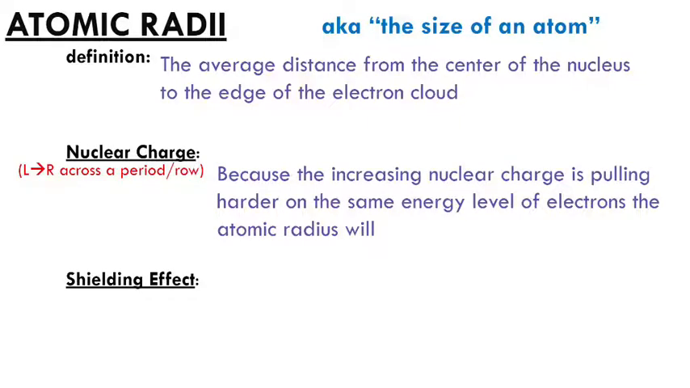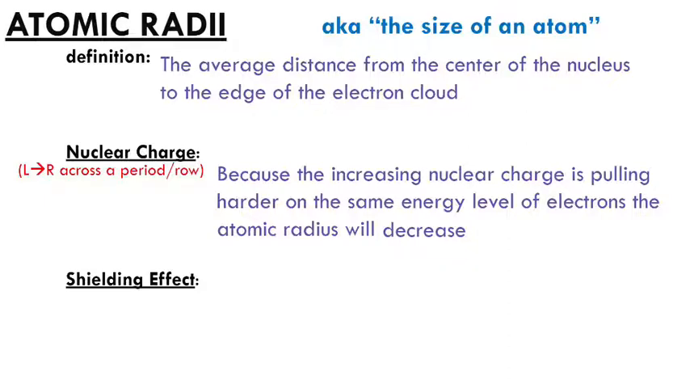Because we have that increasing nuclear charge as we move across a row, and because that increased charge is pulling harder on those same level of electrons, on the same row, we still have the same energy level, then that means that we have a stronger and stronger magnet pulling on those same electrons. Well, if they get pulled harder towards the nucleus, that means that they're getting closer to the nucleus. And if they're closer to the nucleus, that atomic radius is going to be decreasing. So overall, our atomic radius decreases across the rows.